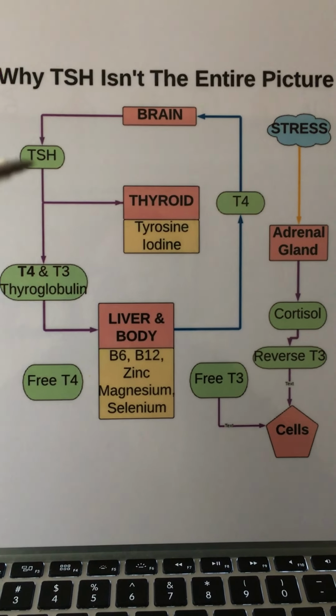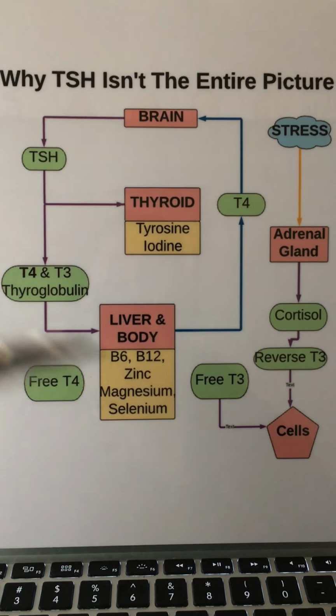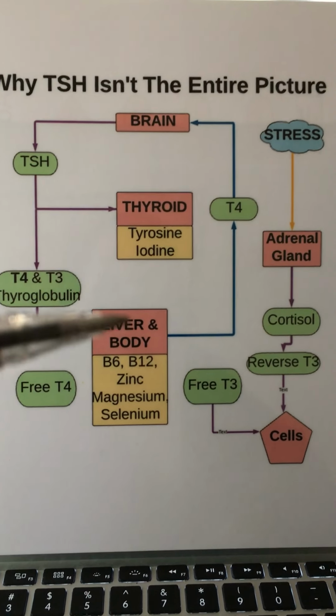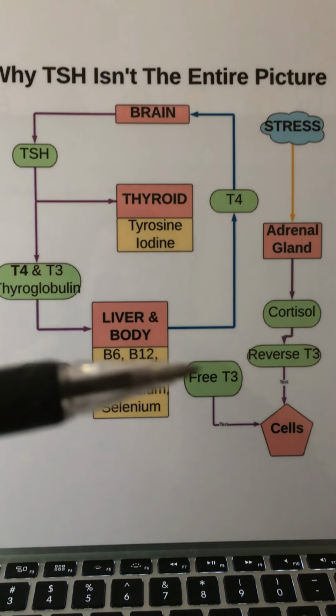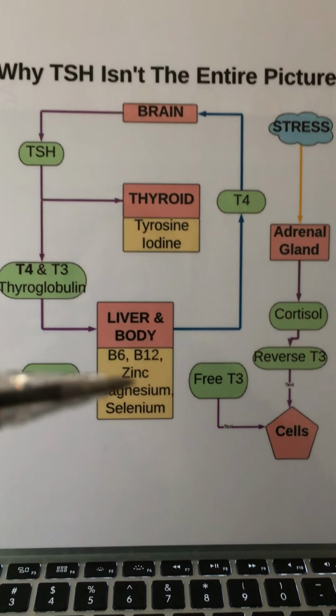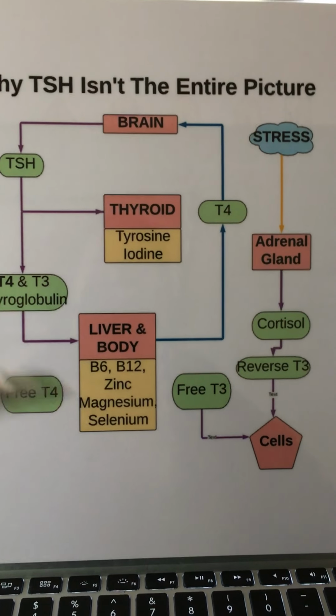Because we could be making enough of this, but we might end up with just this and not enough of these. And it says, oh, well, it looks like we have a good amount. But if we're not converting to this active hormone over here, then you're actually not getting what your body needs, right? So a lot of times it can be deficiencies in these types of nutrients.